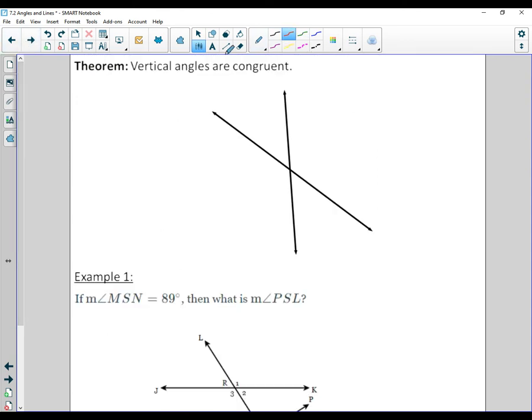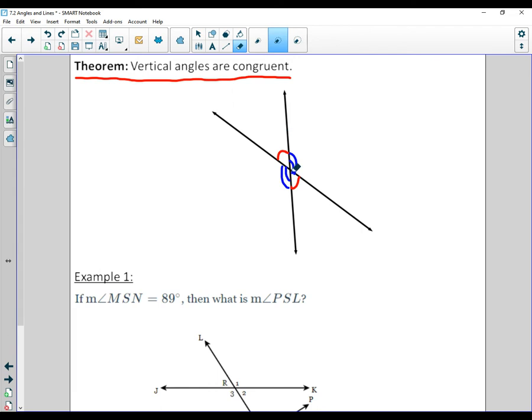So this is the theorem, one of the theorems that carries us through basically the entire section. Vertical angles are congruent. So that means if I have vertical angles, they're congruent. So that angle is congruent or the same as that angle. And then that also means that this angle here is the same as this angle.